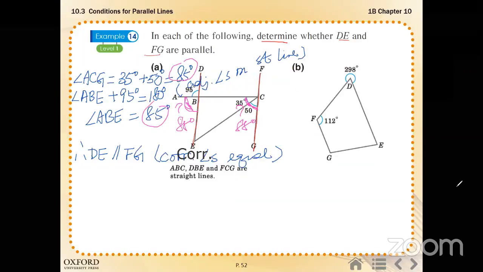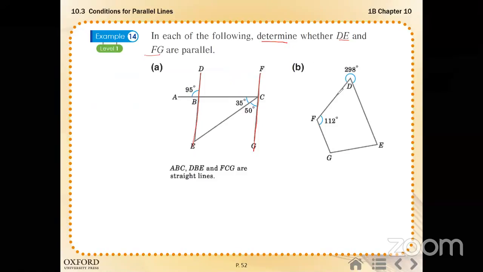Because I have found the corresponding angles, and then I find that they are equal. Therefore, be very careful. The sentence you need to write here at this time is different. It's different from the previous session. Right. Now, how about part B?